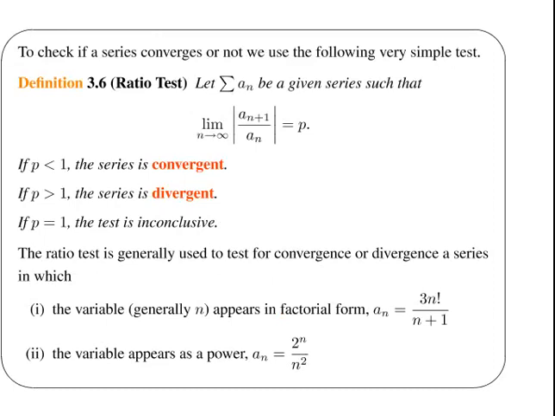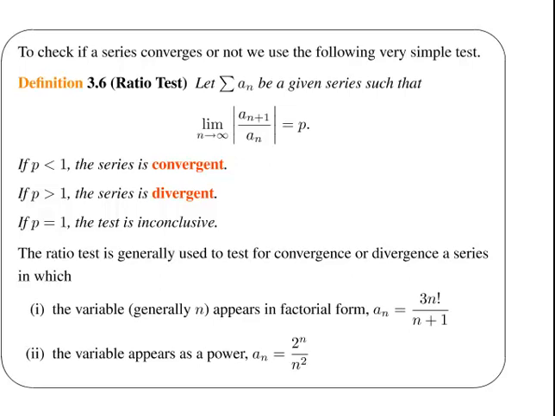So this is a very simple test. To check if a series converges or not, we use the following simple test, and it's the ratio test. Let the sum of a of n be a given series such that the limit as n goes to infinity of the absolute value of a of n plus 1 divided by a of n is equal to p. Now there's some ratio there, p, or the absolute value.